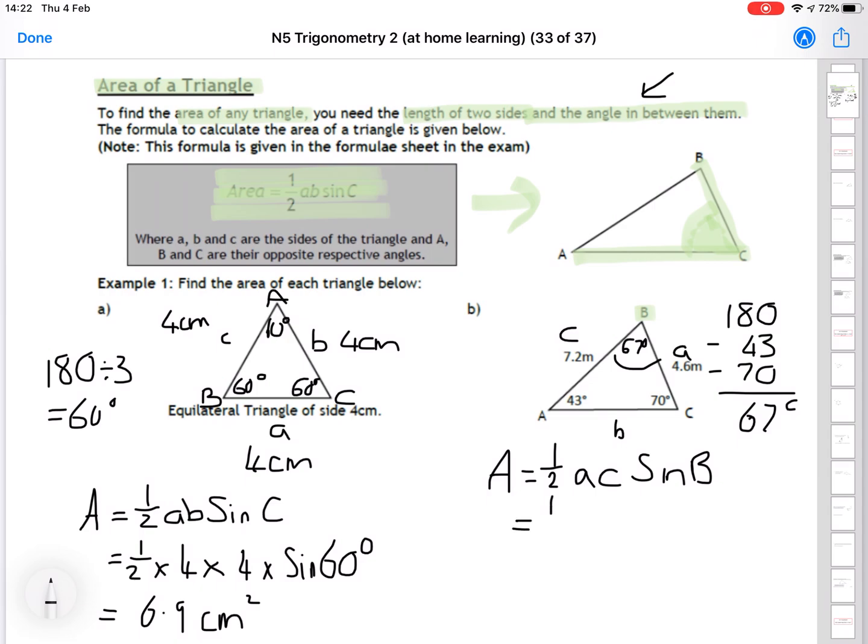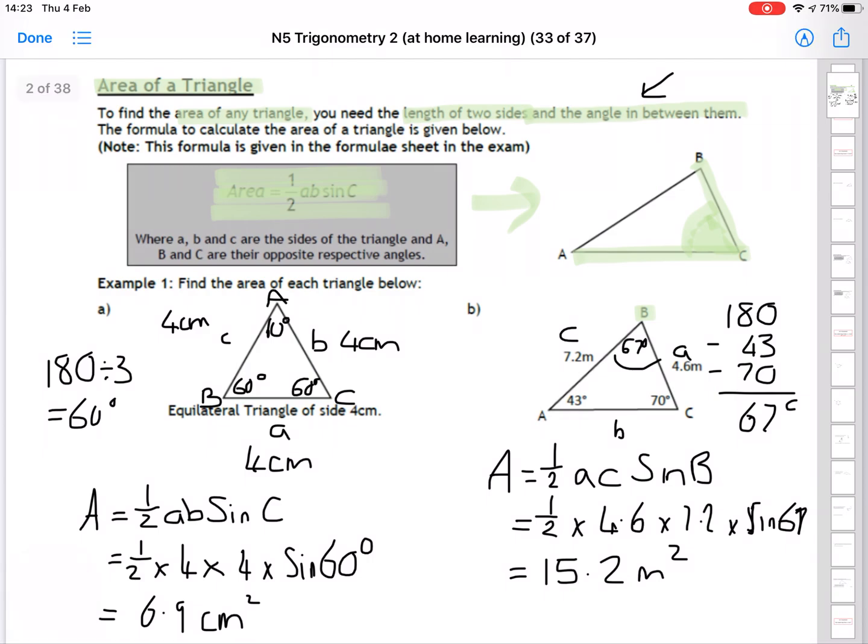So now we can go ahead and just fill this in. So we've got 1/2 times side A, that's 4.6. Side C, that's 7.2, and then we have sine of capital letter B, which is 67, which we just worked out. And you would just go ahead and type that into your calculator. So 1/2 times 4.6 times 7.2 times sine of 67. We are going to get 15.243, so on. So again, we'll go for one decimal place here. 15.2, and this question's in metres, so metres squared would be your units.